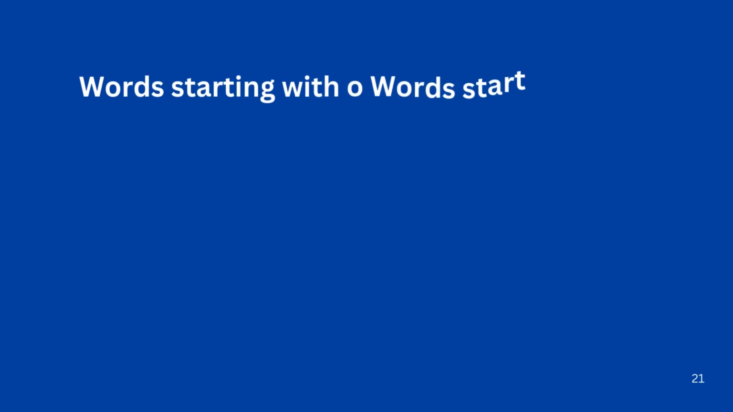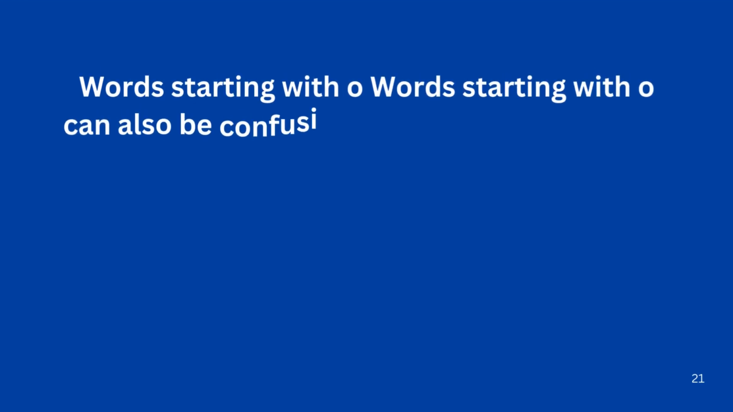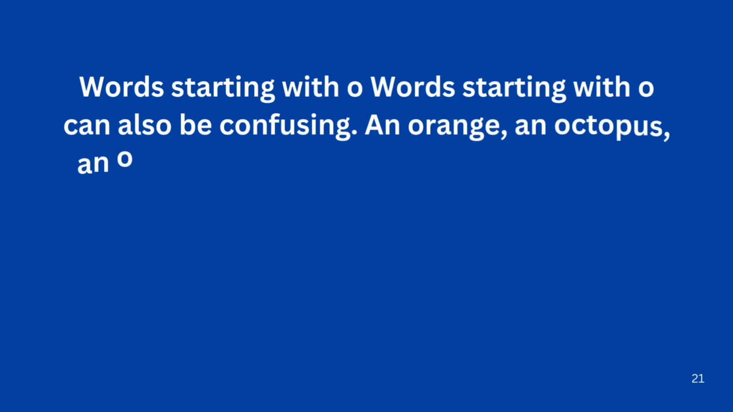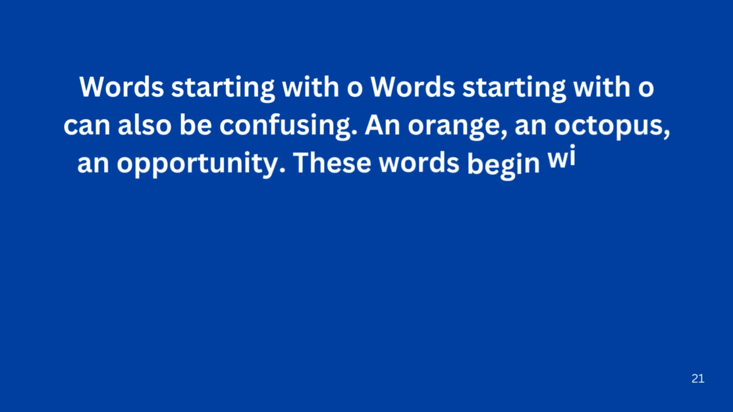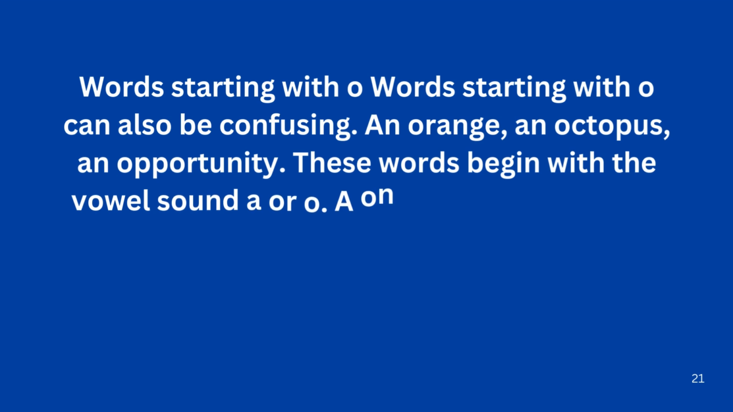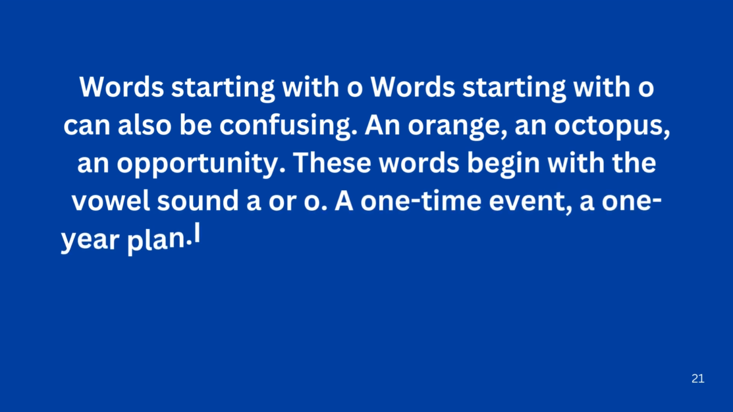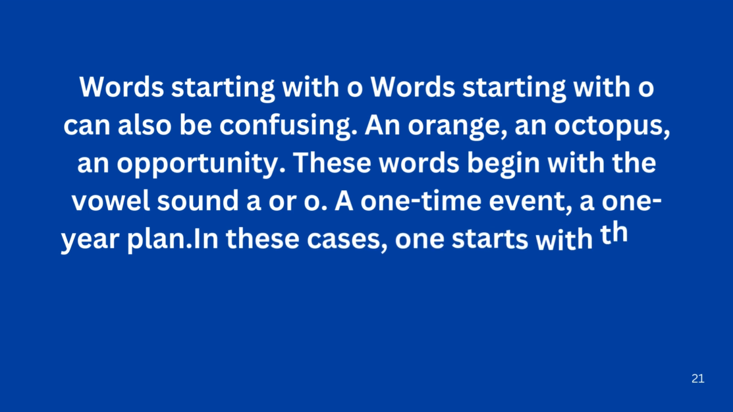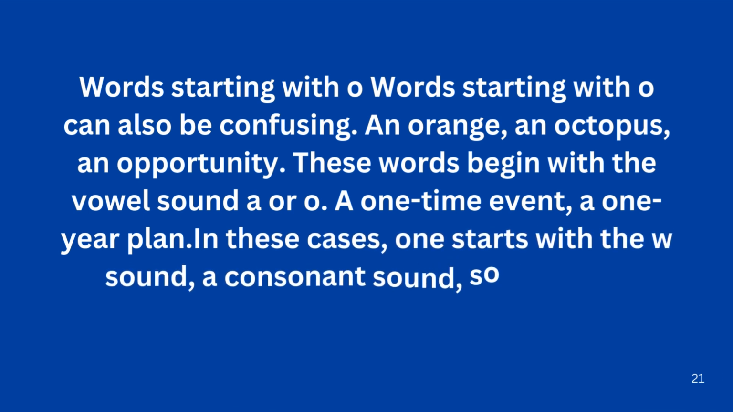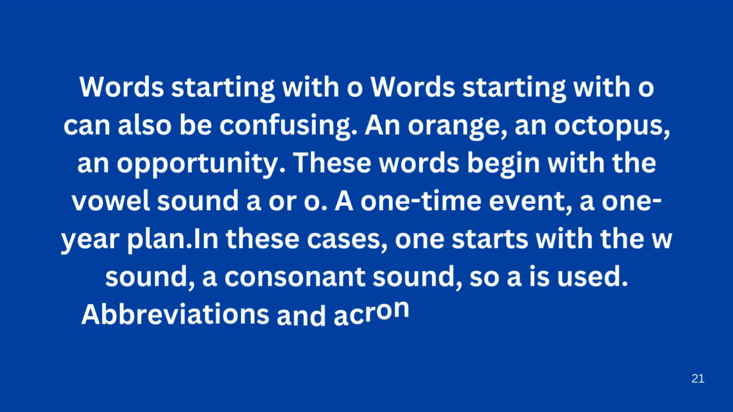Words starting with O can also be confusing. An orange, an octopus, an opportunity. These words begin with the vowel sound ah or oh. A one-time event, a one-year plan. In these cases, one starts with the W sound, a consonant sound, so a is used.